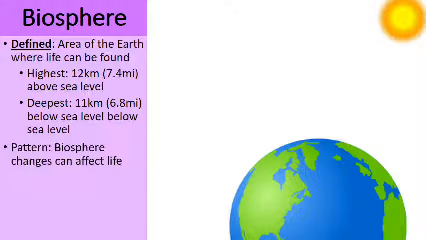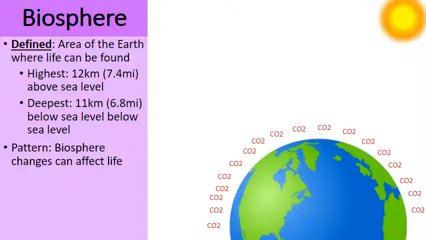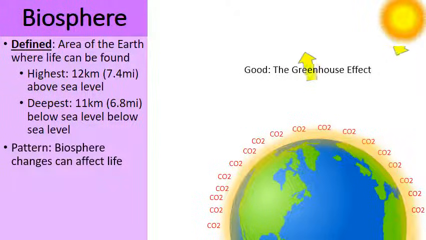And so the pattern is that any changes to the biosphere can have a tremendous impact on life. You probably know our atmosphere has some carbon dioxide in it, and energy from the sun will radiate across space. Carbon dioxide and other greenhouse gases like methane tend to absorb some of the heat and keep our planet nice and warm. We call this the greenhouse effect, and the greenhouse effect is viewed as a very good quality that helps to naturally warm our planet.